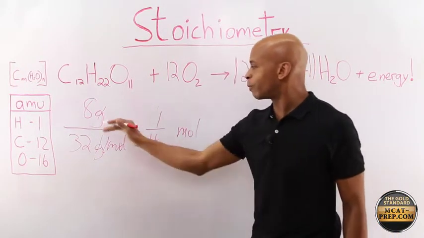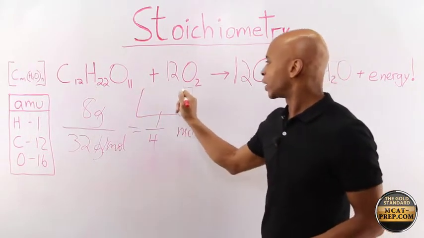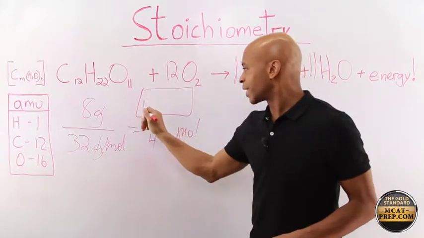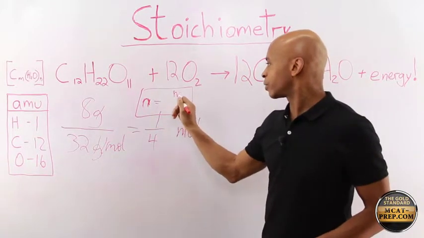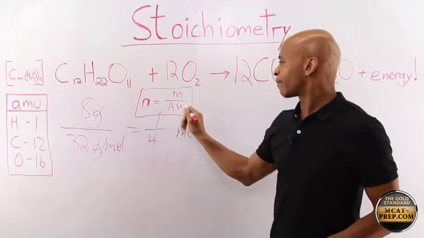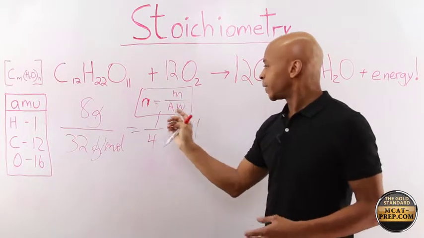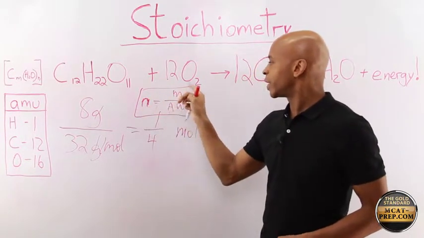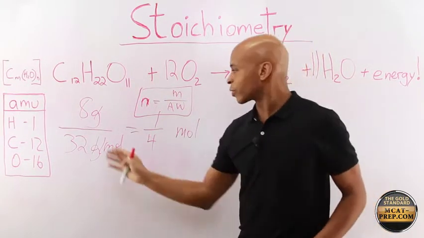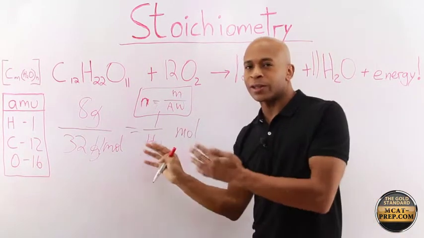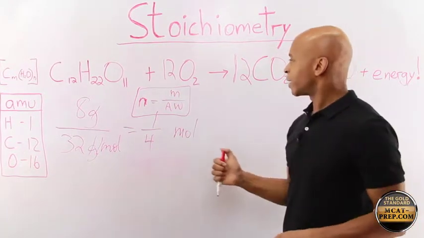I get 1/4 of a mole. Now, I know some students will memorize an equation, so I will write it just in case that's something you prefer. N, the number of moles, is equal to mass over atomic weight. Of course, it's the same thing: number of moles is equal to mass over molecular weight, because moles is equal to grams divided by grams per mole. Grams cancel, and you get moles. So this is dimensional analysis, just looking at the units and figuring it out, and this is memorizing an equation. So it's completely up to you what you prefer.